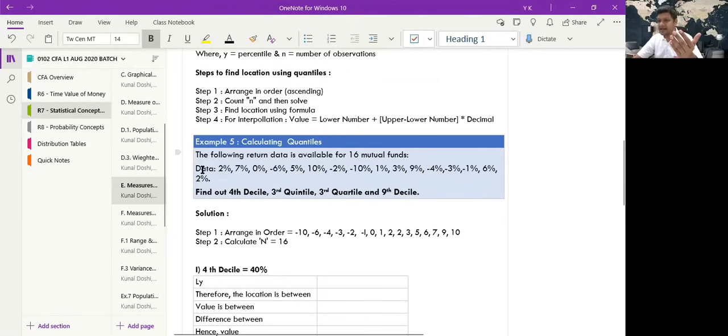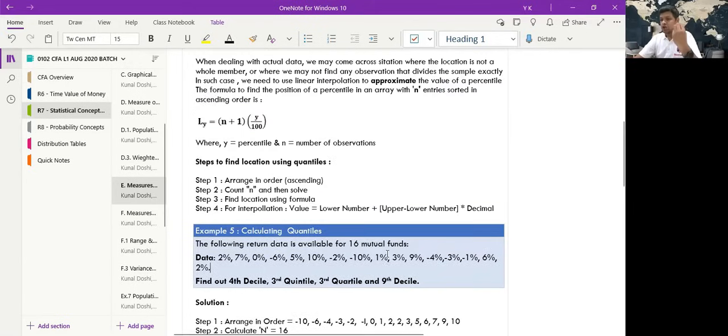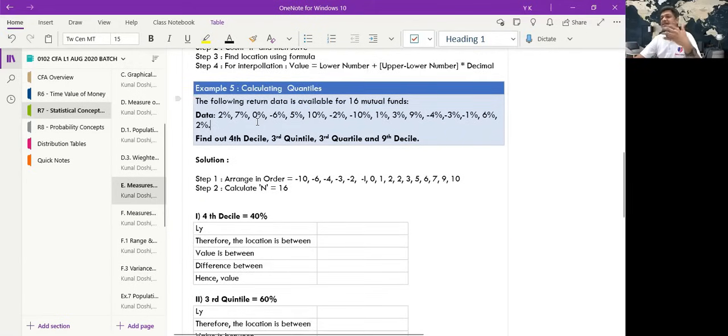The data is basically 16. They have said that the following return data is available for 16 mutual funds. So there are 16 mutual funds and we have their data, their performances. Now we are going to do their performance evaluation. Each of them has given returns. One mutual fund has given 2%, another 7, 0, -6, 5, and so on. You can also assume this as the marks of 16 different students. So the number of data that I have here is 16.